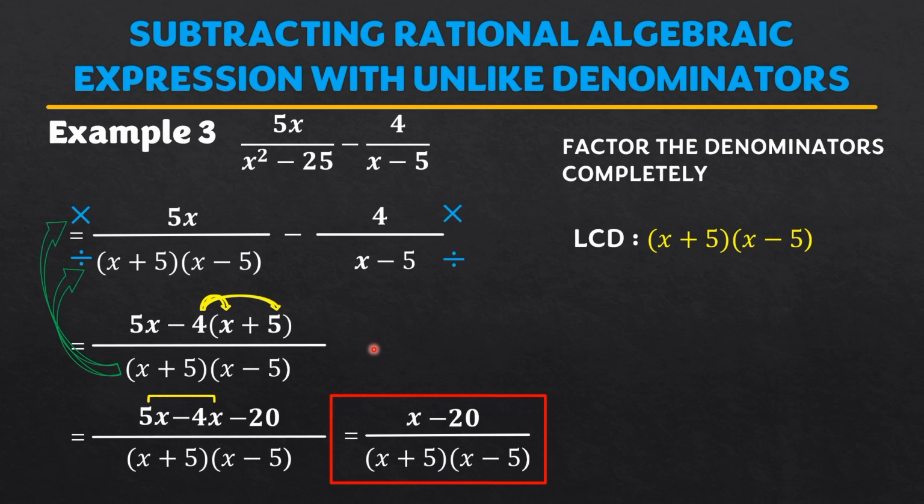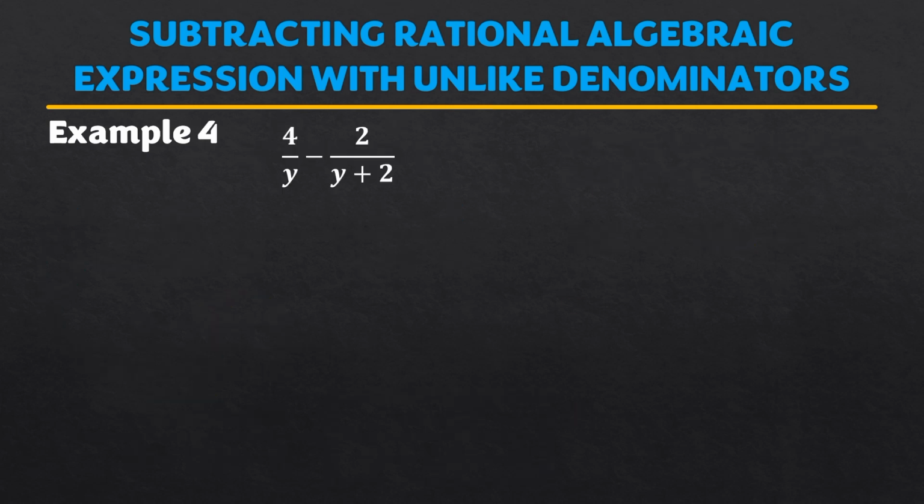Let's have another example. Example number 4, 4 over y minus 2 over y plus 2. Again, the first thing you're going to do is to find the LCD. So the LCD here is y times the quantity of y plus 2. And then after that, write the equivalent expressions of each rational expression. Same process again as what we did in example number 3. We will just divide and multiply.